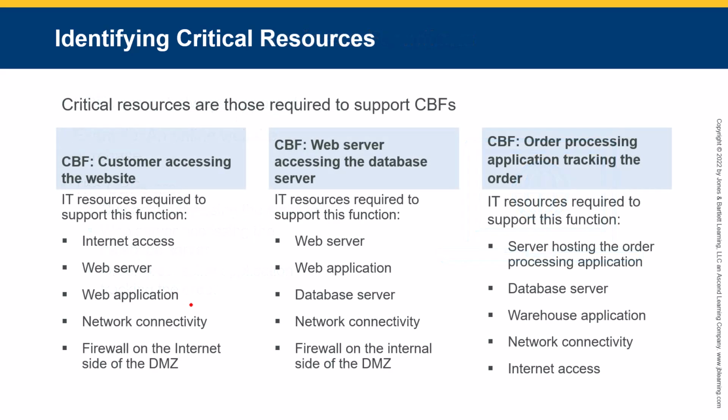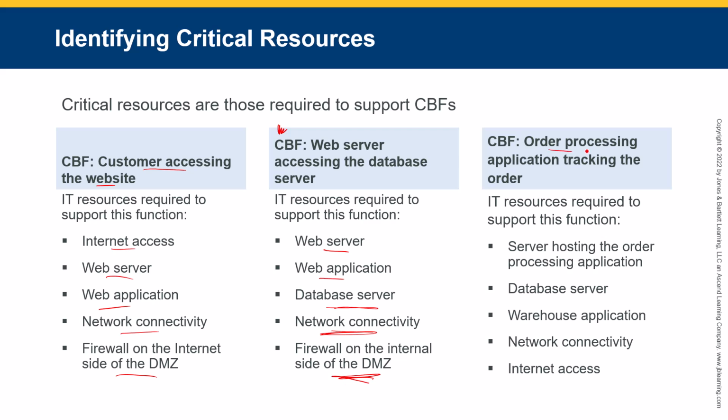So when we're trying to identify the critical resources for the three areas that we were looking at, for example, customers accessing the website: internet access, web server, application, connectivity, access control. For the web server accessing the database server, again, web server is higher priority. Web application. This is an internal network. We have to have connectivity to the database server. We have to confirm network connectivity and, again, access control. So each one of these might have a different ranking.